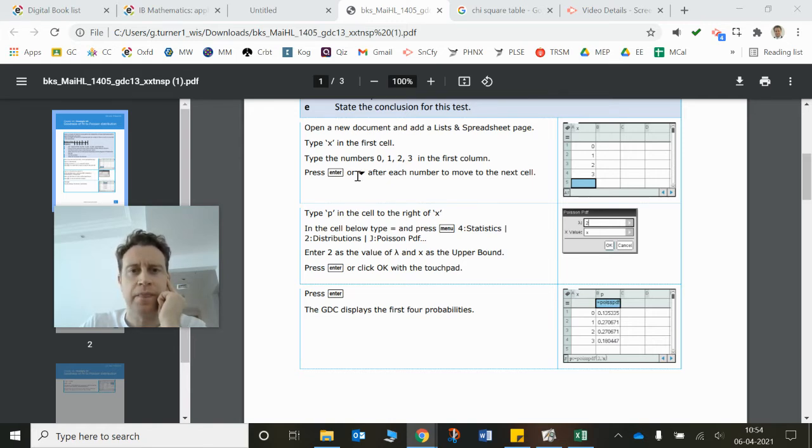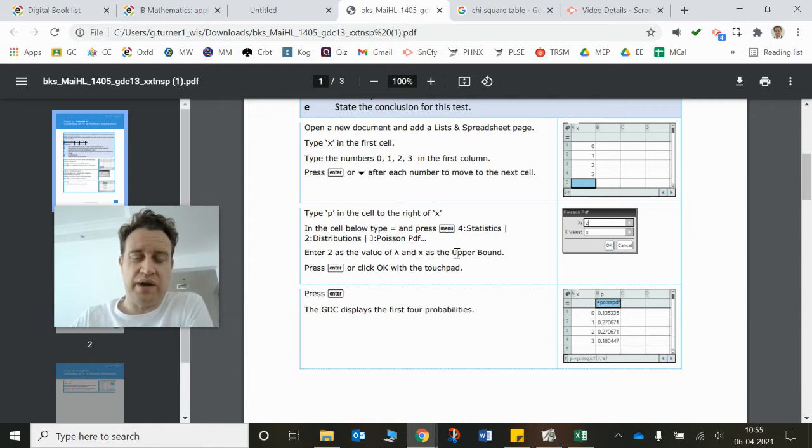So how have they done that? So they've renamed this column X. They've had to come up with 0, 1, 2, 3 anyway. Then they're putting in the next column. What are they saying? They're saying in the cell below, type and press menu, statistics, distribution. So just go to a blank square and then go statistics, distributions, Poisson PDF, enter 2 as mu and X as the upper bound. Okay, X is the upper bound in this case. Click OK. So then we're getting these values here. So that's Poisson PDF, and X is the upper bound.